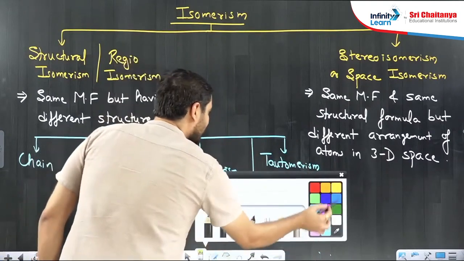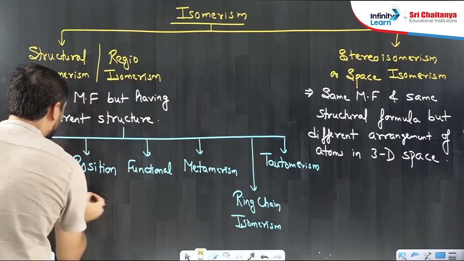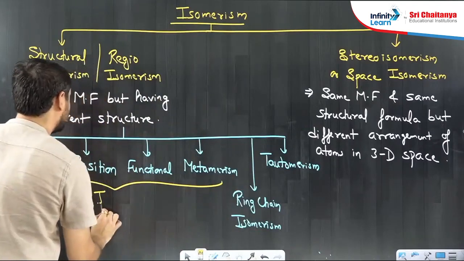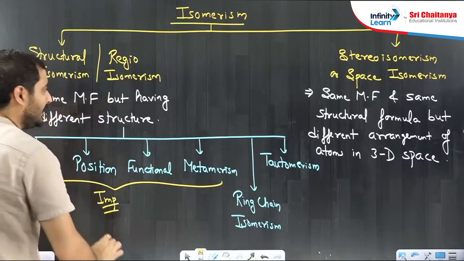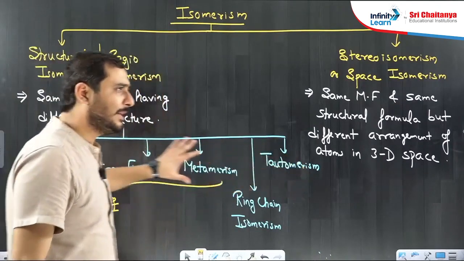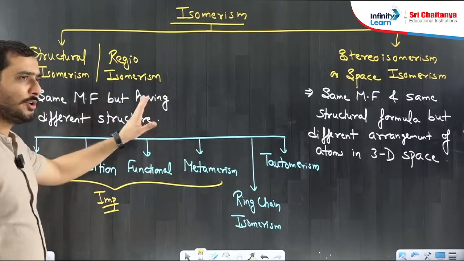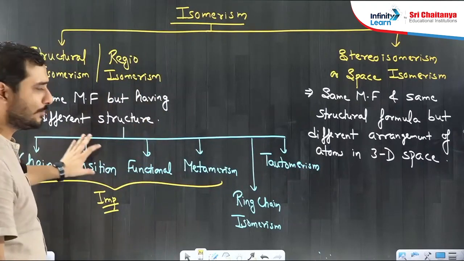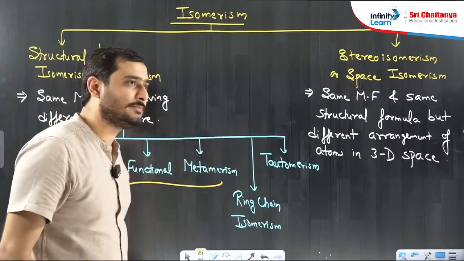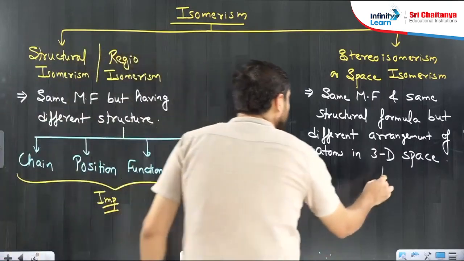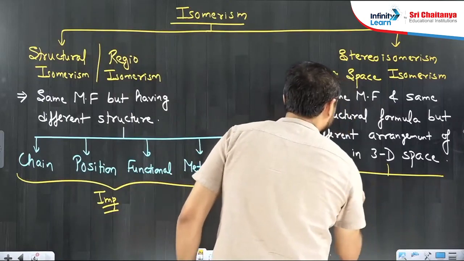So in these foundation classes, we will study the first four parts. These are more important. Tautomerism is also important, but in this part of the study, when we are doing foundation classes, we will only study chain, position, functional and metamerism. And stereoisomerism is of two types.